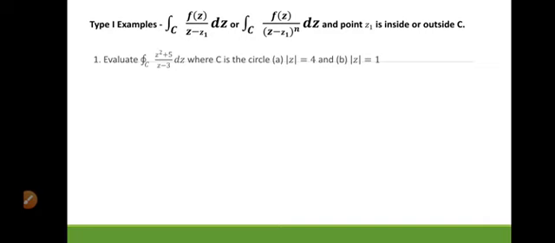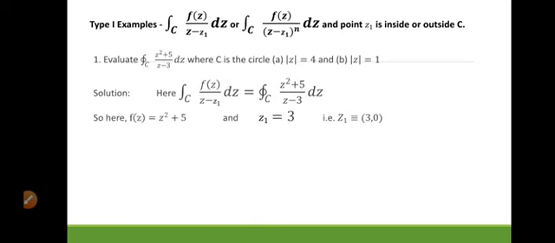using Cauchy's integral formula. So this is our standard formula, f of z upon z minus z1, and integration z square plus 5 upon z minus 3 is the actual integrand. Comparing, we get f of z equal to z square plus 5 and z1 equal to 3. So these are the coordinates of this point z1.